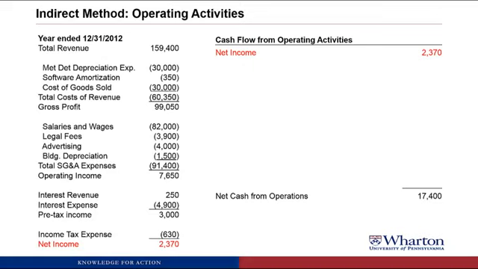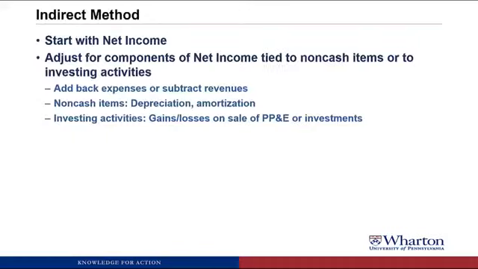Notice I already have the answer at the bottom, net cash from operations of $17,400, because whatever we do in this section, we have to get the same answer that we got under the direct method. Okay, so far so good. Next step in our algorithm was to adjust for components of net income tied to non-cash items or investing activities. We could ignore investing activities for Relic Spotter because they didn't have any gains or losses on sale of PPE or investments. So it really involves adding back the depreciation and amortization.